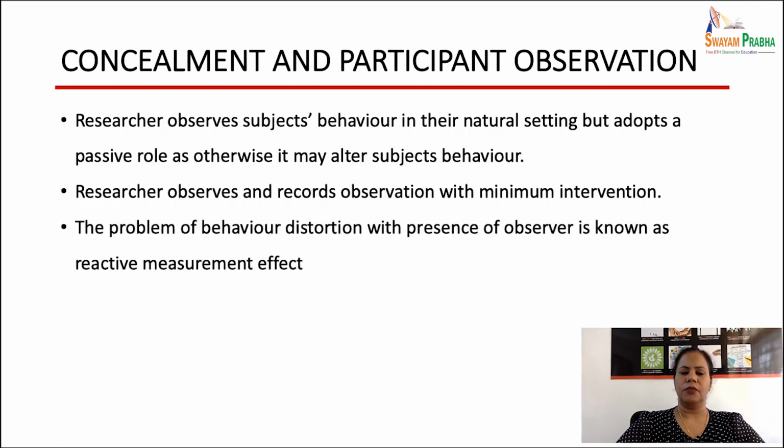The problem of behavior distortion due to the presence of an observer is known as the reactive measurement effect. Sometimes the researcher may be a participant and be concealing, but still, if they get an idea that they are being observed, they may change their behavior. This type of distortion is known as the reactive measurement effect, or reactivity.